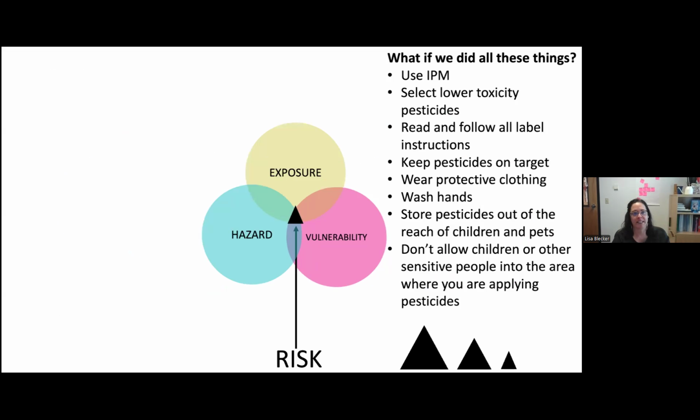So these are some of the things that I tell people to do to reduce their risk of pesticide exposure, okay? Lower toxicity products. So choose that caution signal word. Read and follow all label instructions, because that's what the risk assessments are based on. Keep your pesticides on target. Don't apply when it's windy, for example. Wear protective clothing, long sleeve shirt, long pants. I love having people add nitrile gloves and safety glasses. Always wash your hands, store pesticides appropriately, and don't allow children or anybody else into an area where you're applying pesticides until your spray has dried.